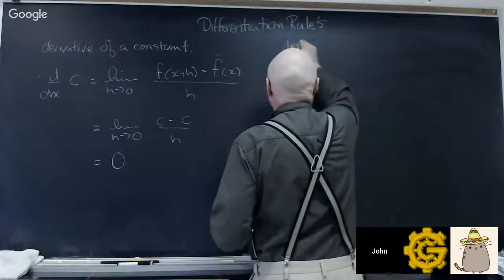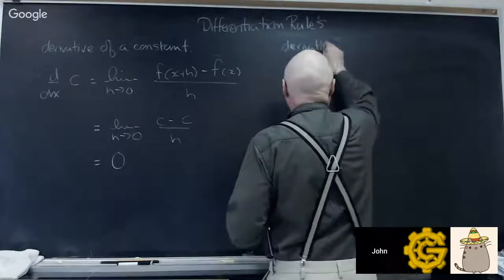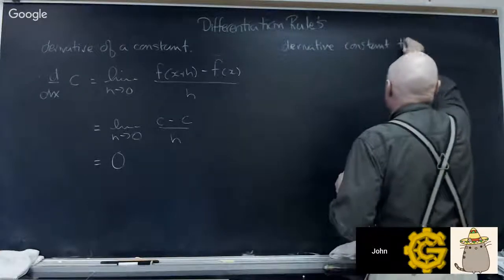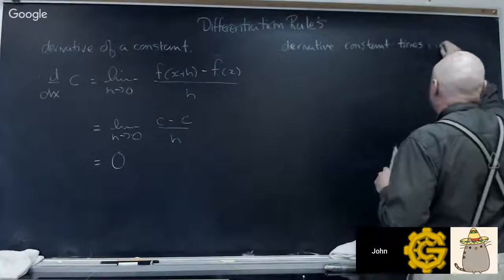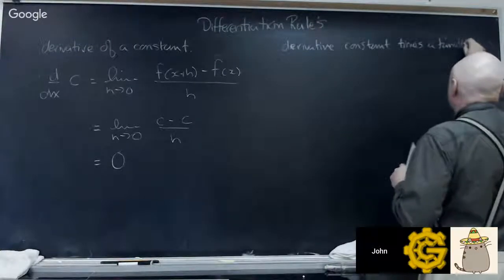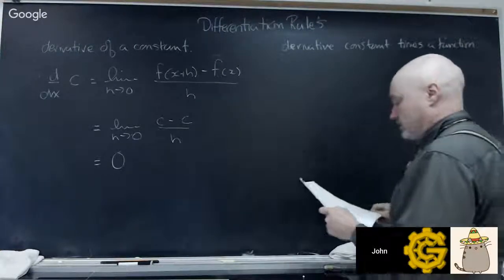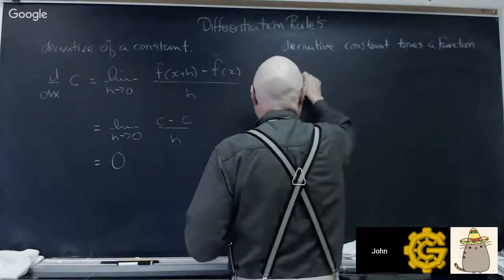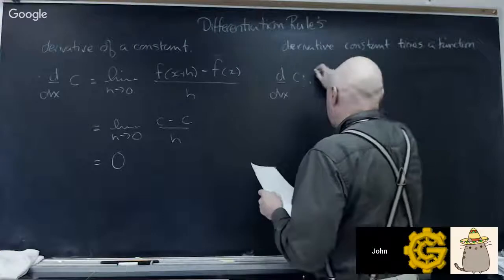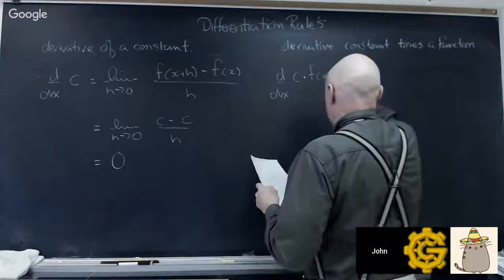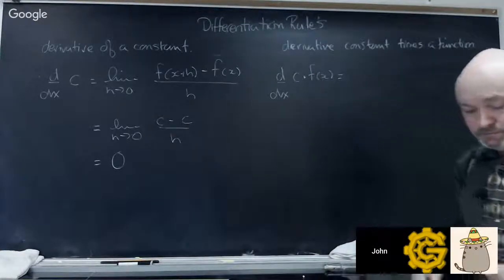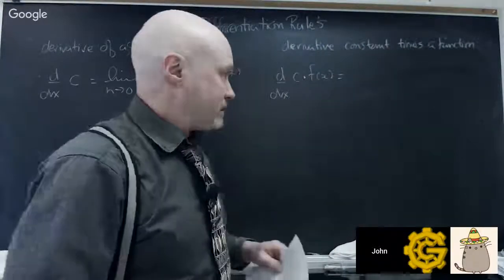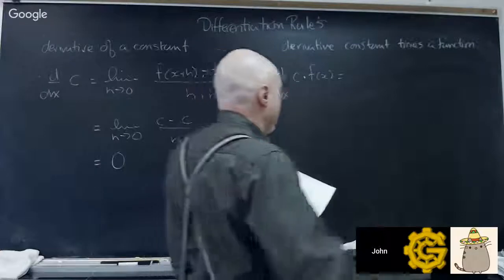Derivative of a constant times a function. So we're going to be using some of our limit rules here. So we are going to take the derivative with respect to x of some constant c times f at x, which is just some function left undefined. So c could be 5 or 2. f at x could be x squared or sine x.